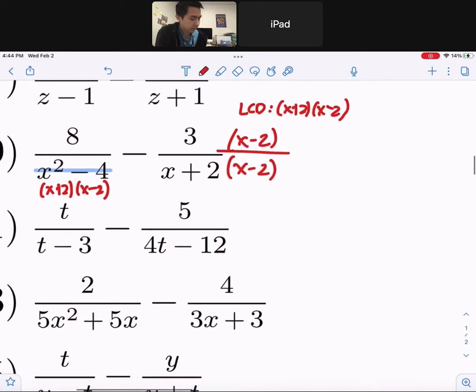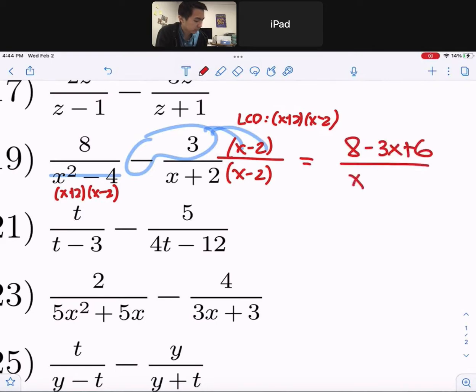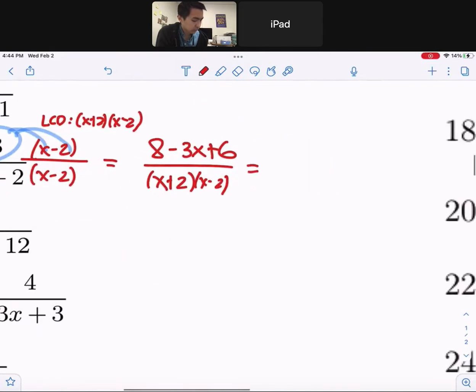To top and to bottom. So please do not forget, you distribute that negative 3 to both. So you get 8 minus 3x plus 6 all over x plus 2 times x minus 2. So 8 plus 6 is 14 minus 3x all over x plus 2 times x minus 2.